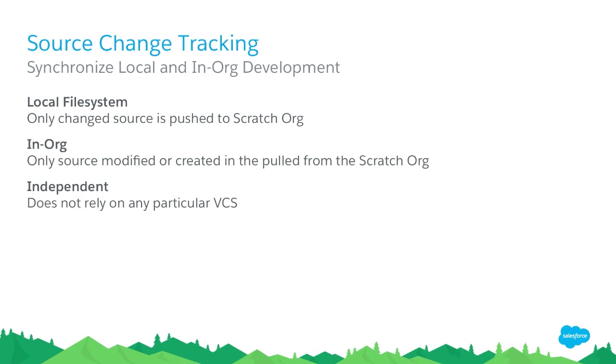Every time we push the source to a scratch org, we take a look at that index and use that information. We compare what we've recorded with the current state of the file. Anything that has been modified gets sent to the scratch org. For the in-org tracking, we've introduced a new Tooling API object called source metadata member.